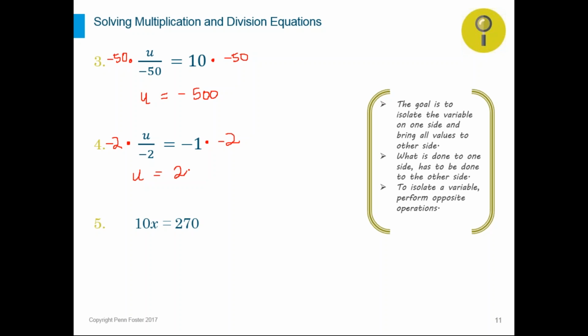Last question, 10x equals 270. So 10 here is multiplied, do the reverse, so divide over 10. And don't forget to do the same thing on the right-hand side because we need our equation to stay balanced. So 10 over 10 is, of course, a 1. x equals 270 over 10. Without the calculator, those zeros will just cancel out and your answer will be 27. And x equals 27.